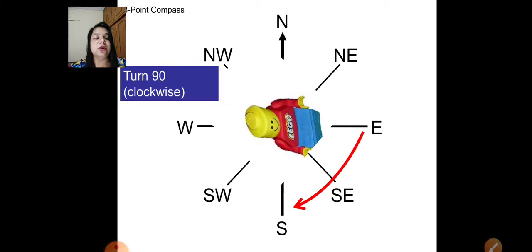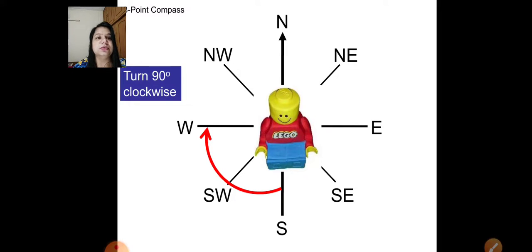Now 90-degree clockwise from east, it will return to south. Now from south 90-degree clockwise, it will move to the west.